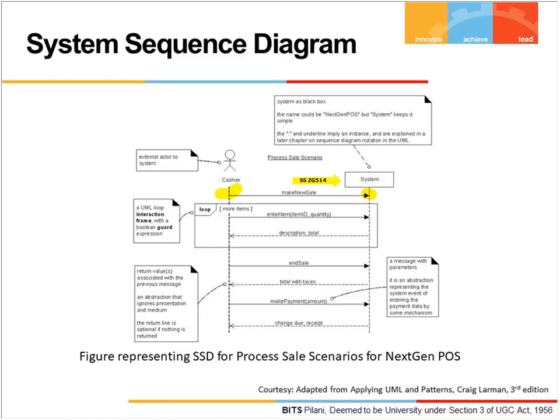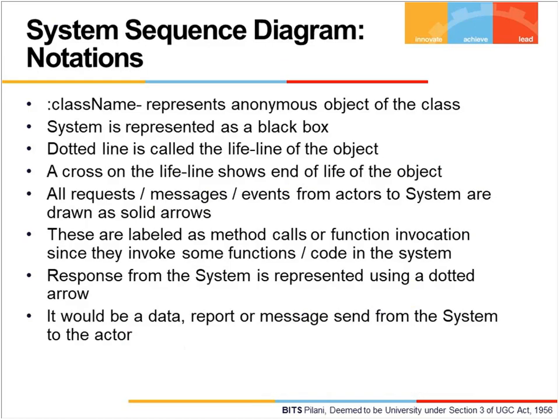We will not break down the system into domain objects or analysis classes. The moment we break down the system into analysis classes, it becomes a sequence diagram. It is no longer a system sequence diagram. So when we are drawing a system sequence diagram, the entire system is represented as a black box, right? I'll go to the next slide.